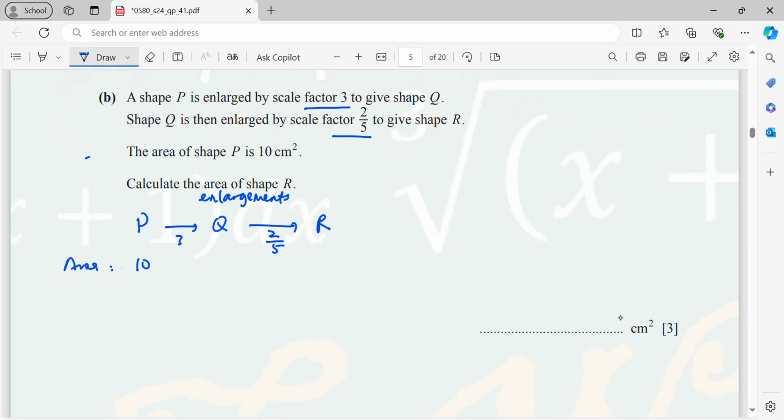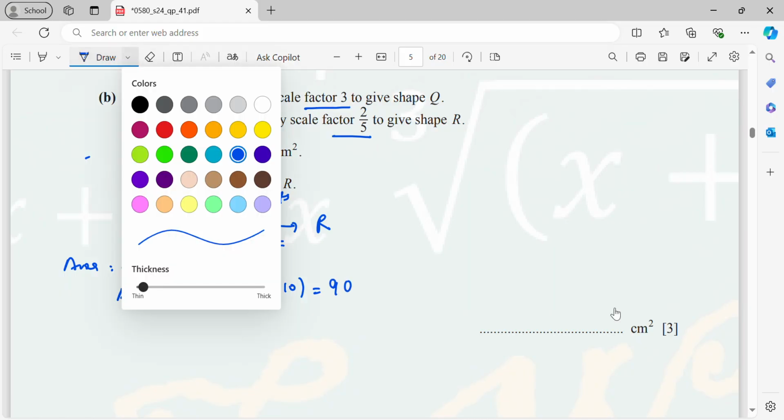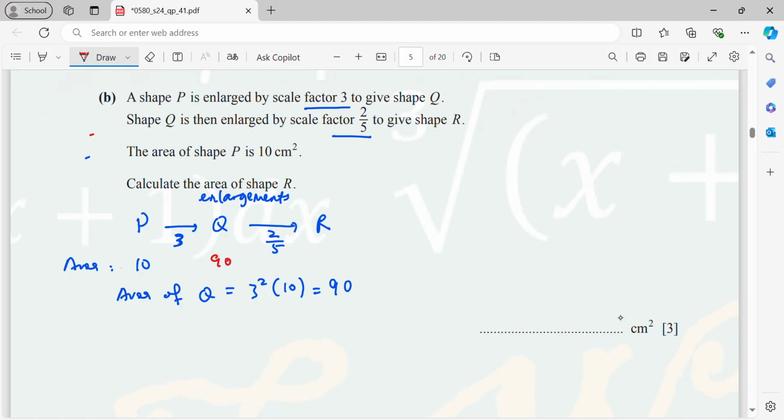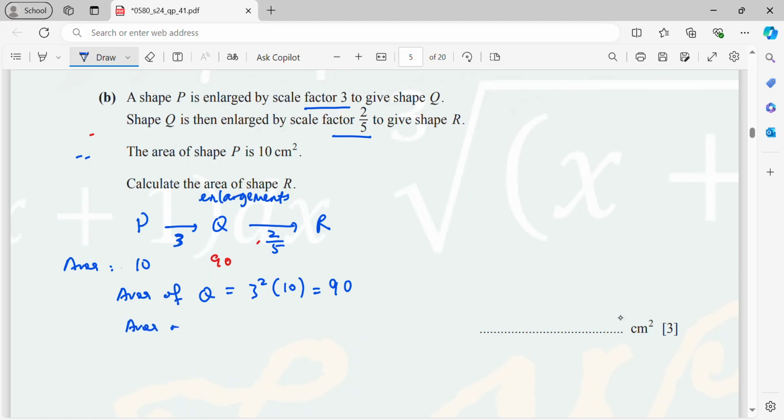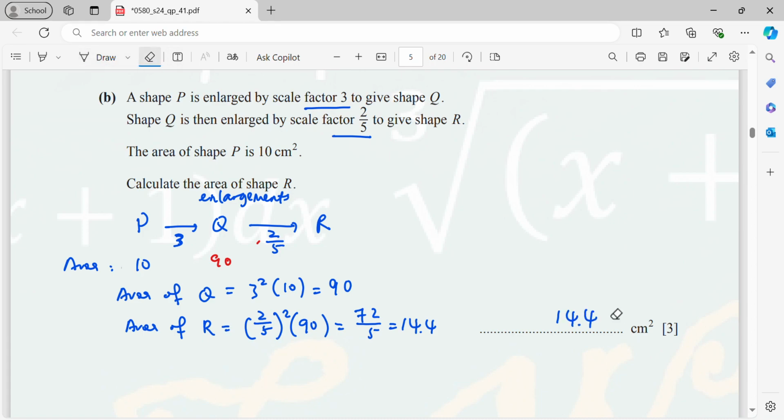So now to get the area of Q, the area of Q is basically the scale factor, because it's area, you have to square the scale factor. So 3 squared times 10, then I will get 90. Now from 90 with the scale factor of 2/5 to get the shape R, the area of R will be the scale factor 2/5 squared, multiplied with 90. Then you will get 72/5, that is 14.4. So that is the area of the shape R.